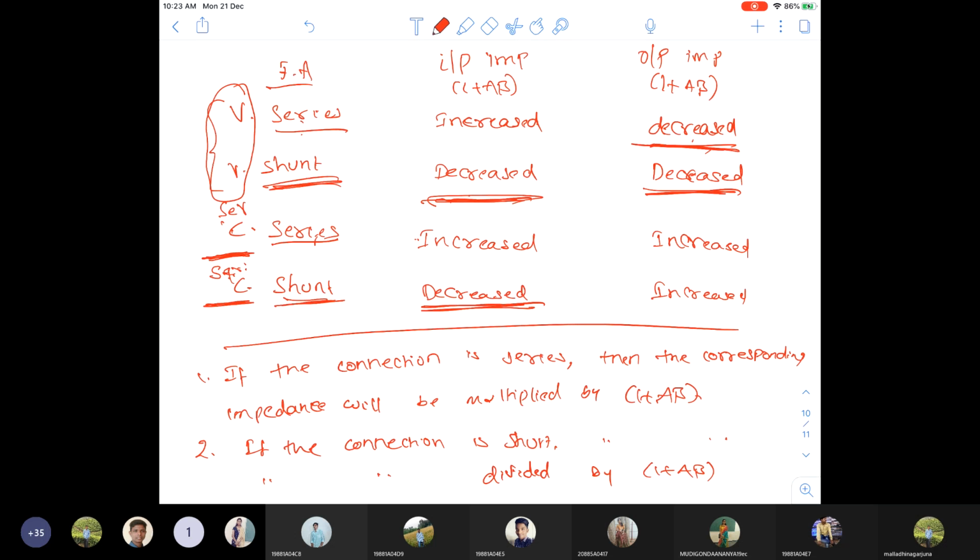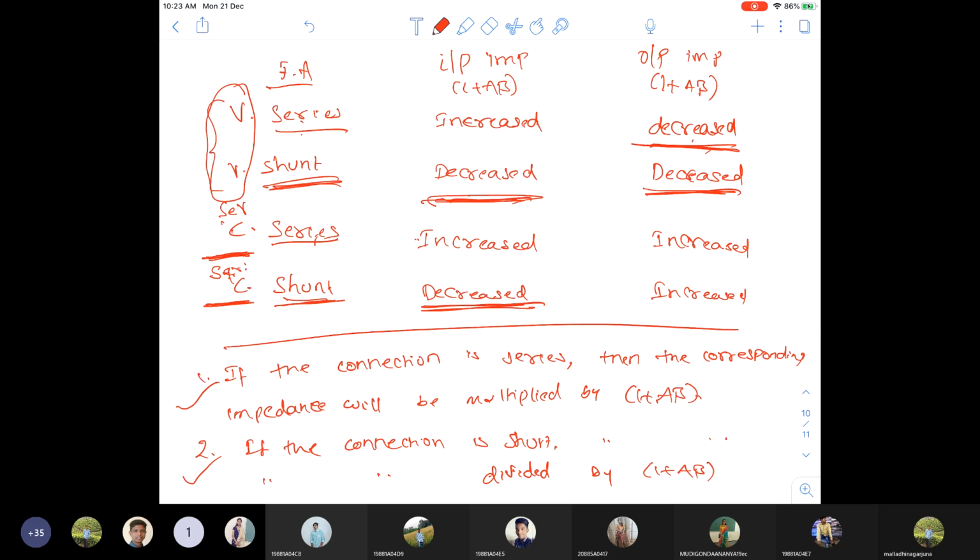This table is a summary for everything. So what I told you: suppose you are unable to do the derivation part, or if you have any confusion whether the input impedance is increased or decreased, or how it will decrease, these two points will answer your question.